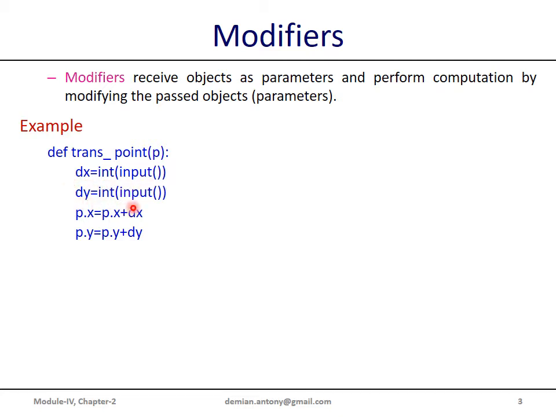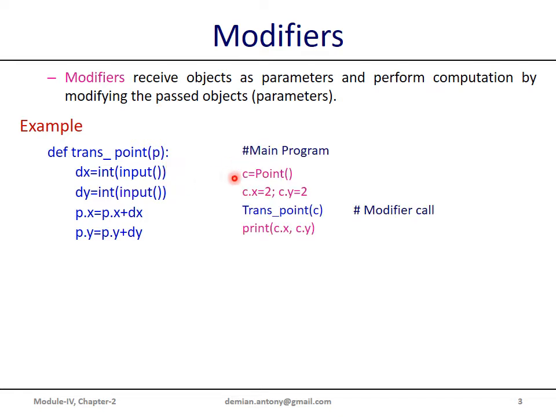direction, dx, and dy to the y, and then we add this displacement to the object parameter: p.x = p.x + dx will change the object state. Similarly, the next statement changes the object state. Ultimately this function changes the state of the object. That's why this translate point is a modifier which modifies the object parameter.